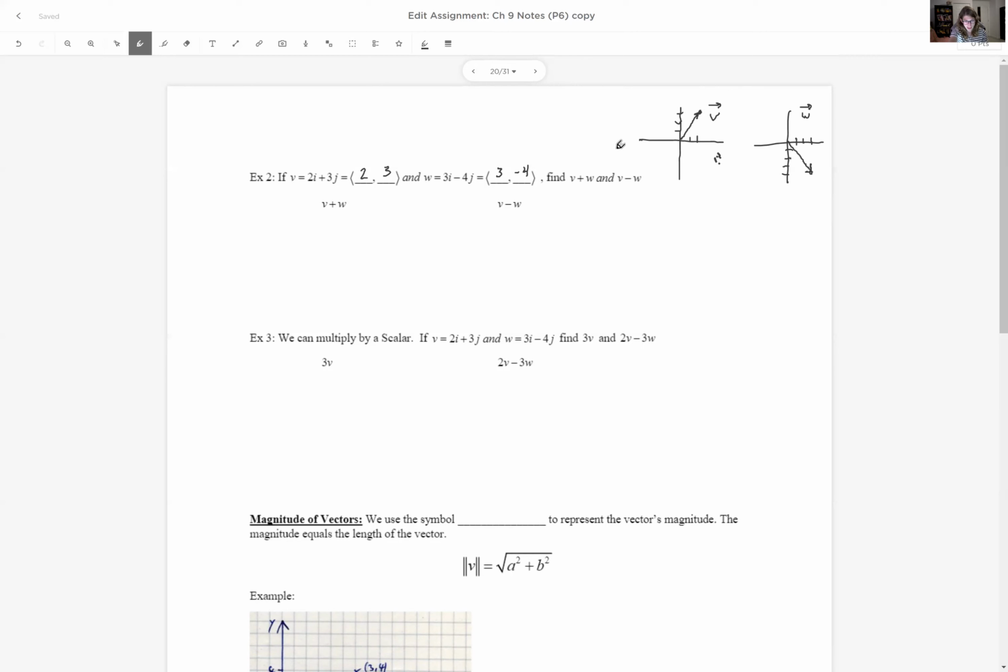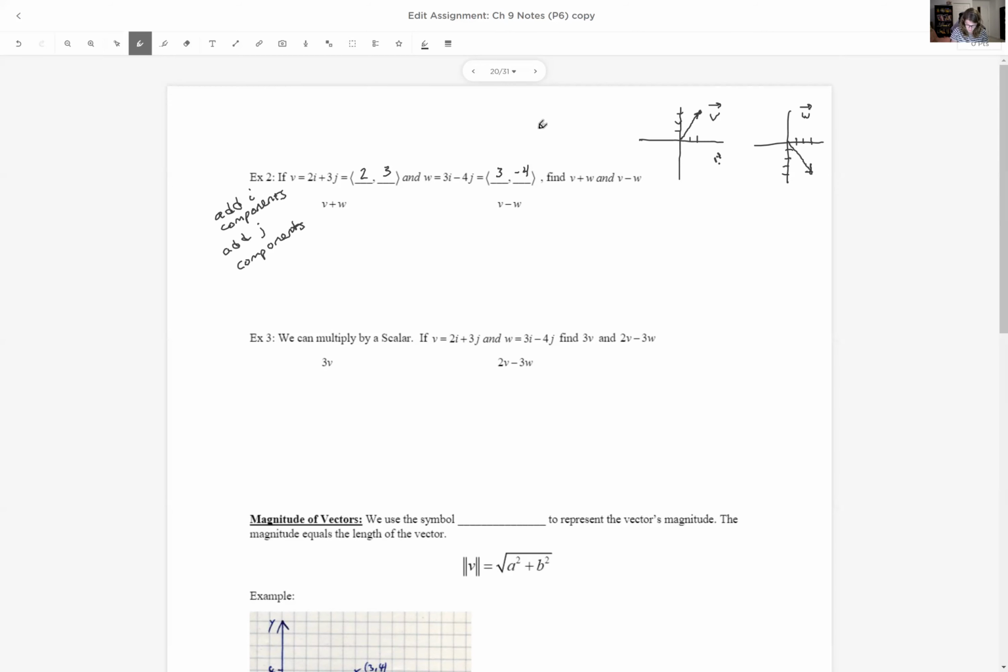If we were to subtract them, we'll see what happens with the numbers, and see if we can figure out how to graphically do this. So v plus w, you're just going to add the i components and j components separately. They don't really interact with each other when we're just adding and subtracting.